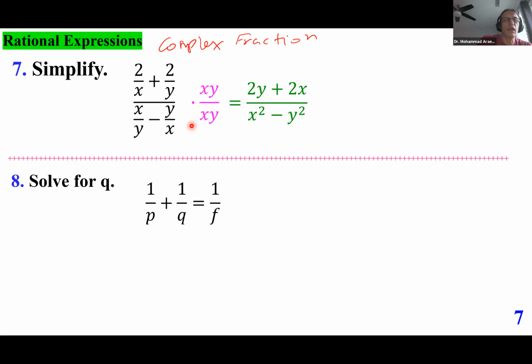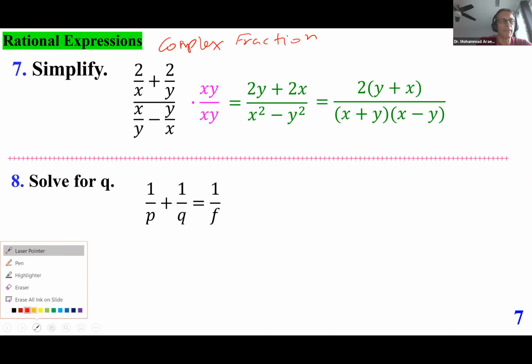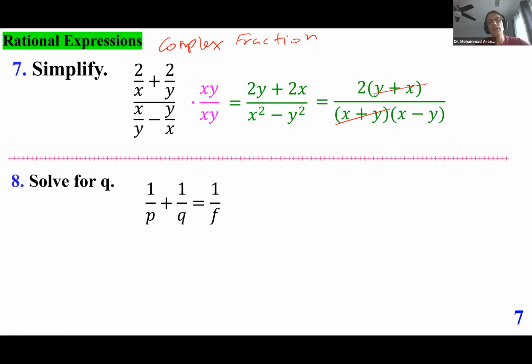So I hope you can see how we can go from a complex fraction to a simple fraction. We factor the 2 out from the numerator, and the bottom is a squared minus b squared, so x plus y, x minus y. Please notice y plus x and x plus y are the same. It's not x minus y and y minus x that they are opposites. They are the same. Therefore, the answer is 2 over x minus y.